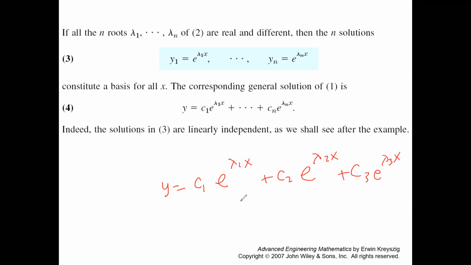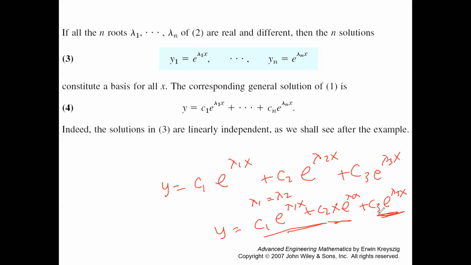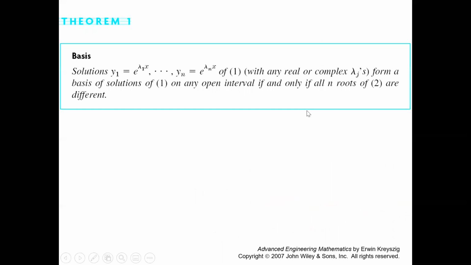If they are not different, for example if lambda 1 equals lambda 2, then your solution will be y equal to c1 e to the power of lambda 1 x plus c2 x e to the power of lambda 2 x, which is the same as lambda 1, plus c3 e to the power of lambda 3 x. So the same rule applies. The terms have to be linearly independent of each other. Okay. No questions?